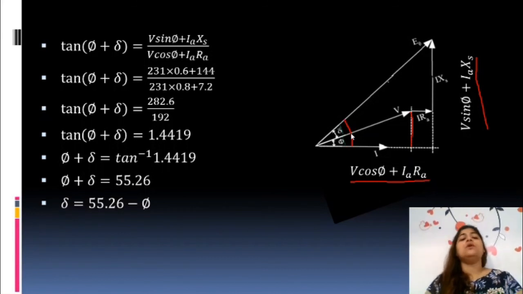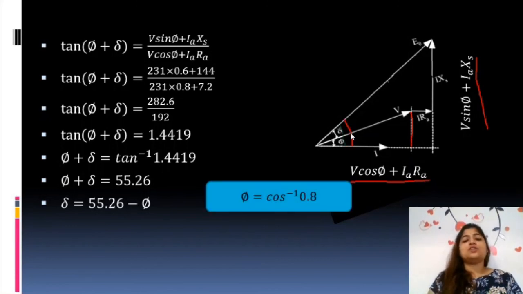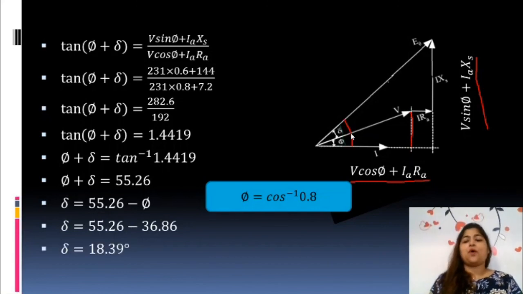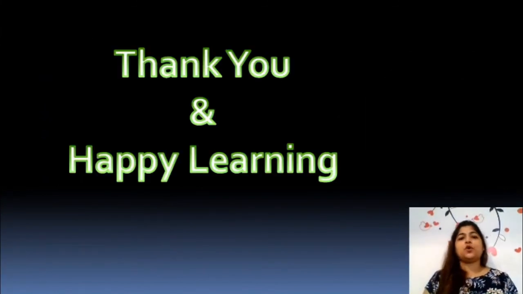Delta is equal to 55.26 minus phi, and from where will you get the value of phi? You will get the value of phi from the power factor. So as power factor is 0.8, phi is cos inverse of 0.8, which is nothing but 36.86. Just substitute and get the value of delta, and delta comes out to be 18.9. Okay. So I hope the problems we took in today's session are clear to you.